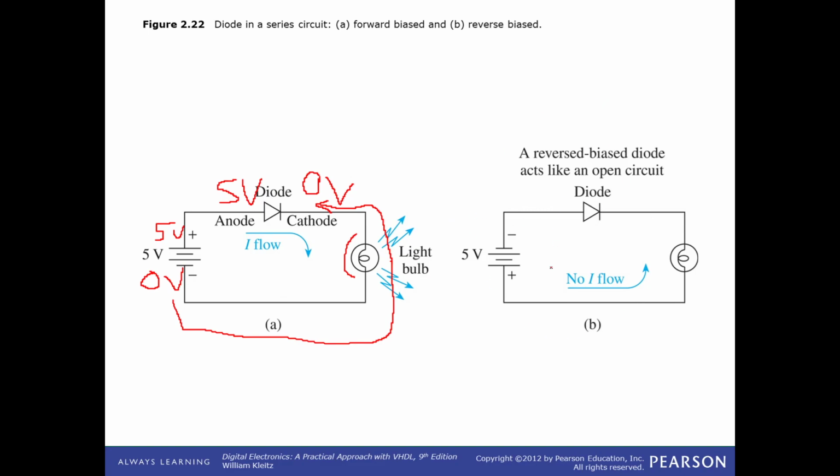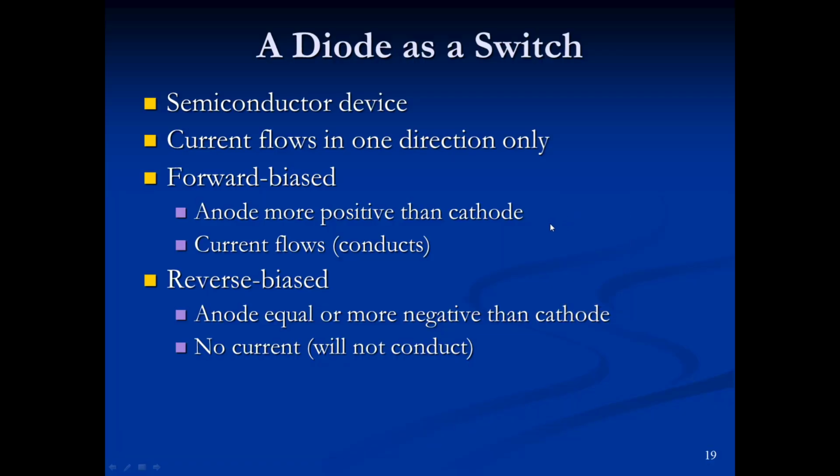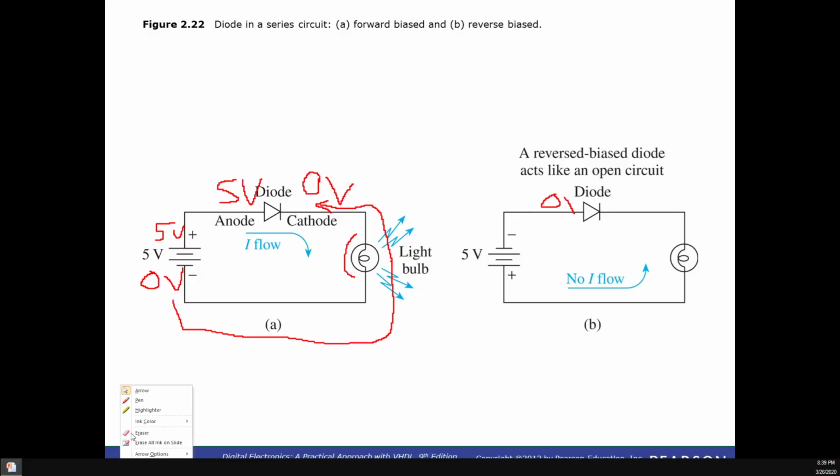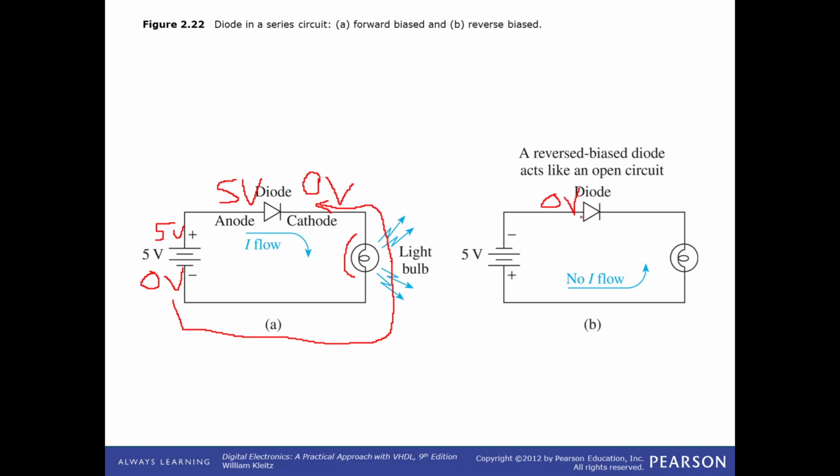So then in this right-hand side circuit, we've basically just flipped the battery around. So now 0 volts is on the anode, and 5 volts is now here on the other side. We know that whatever this voltage is here is definitely going to be greater than 0 volts. It's not going to be 0 volts. It's going to be greater than 0 volts. Therefore, this is reverse biased. Current is not going to flow, and we will see the light bulb not light up.